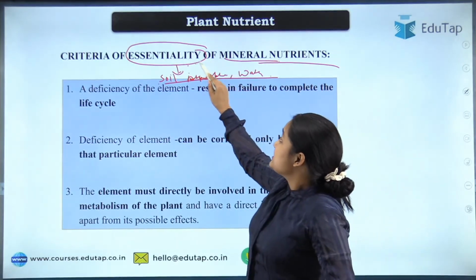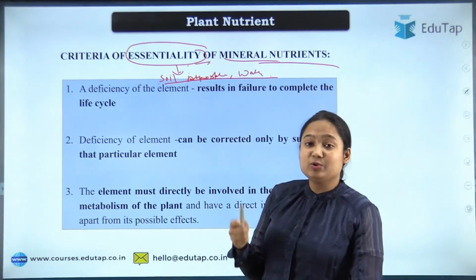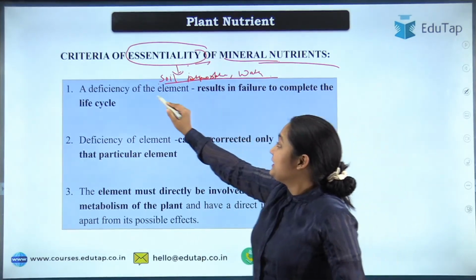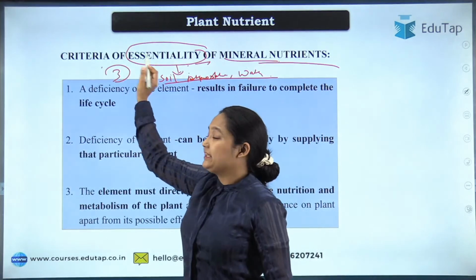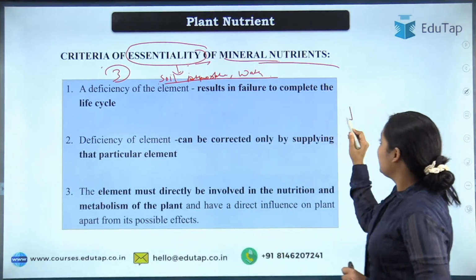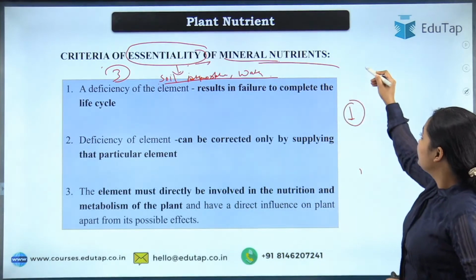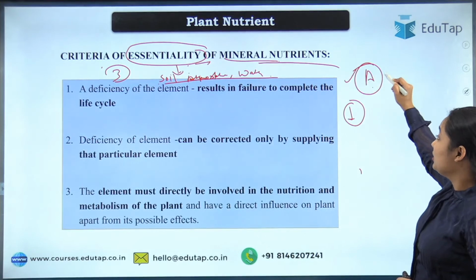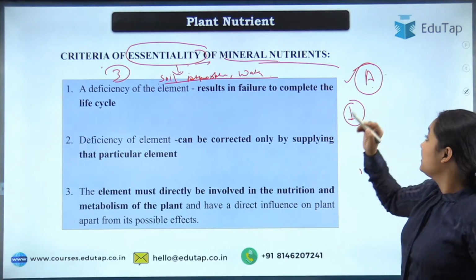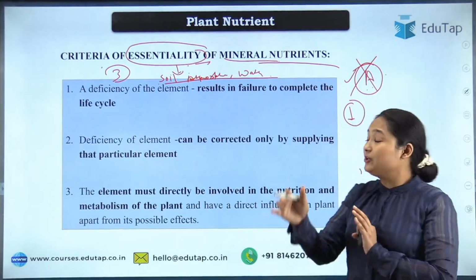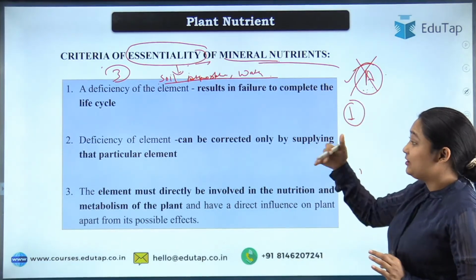So how can we say what nutrient is important and what nutrient is not important for the plant? We say there are three conditions for that, which we call criteria for essentiality. First of all, let's say we are talking about nutrient A, and I want to know if my nutrient is essential or not. How can I know that? First of all, if there is a deficiency of A, it means I have not provided nutrient A in our field. What will happen?